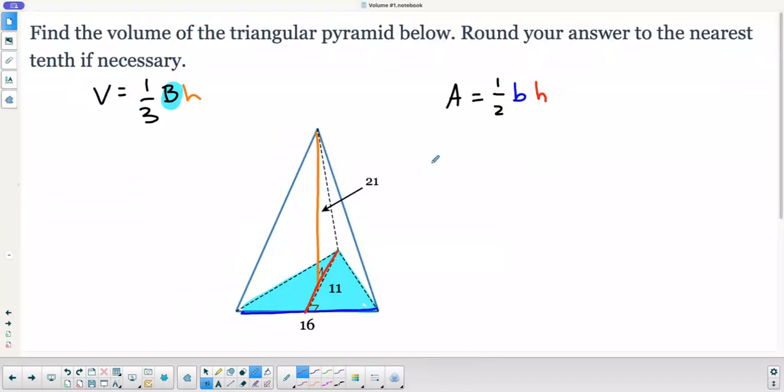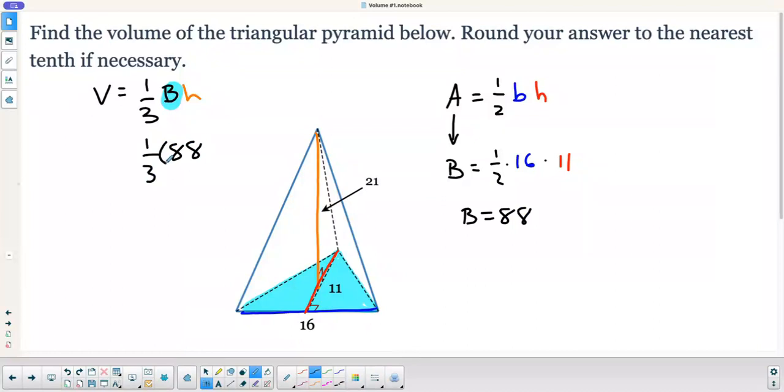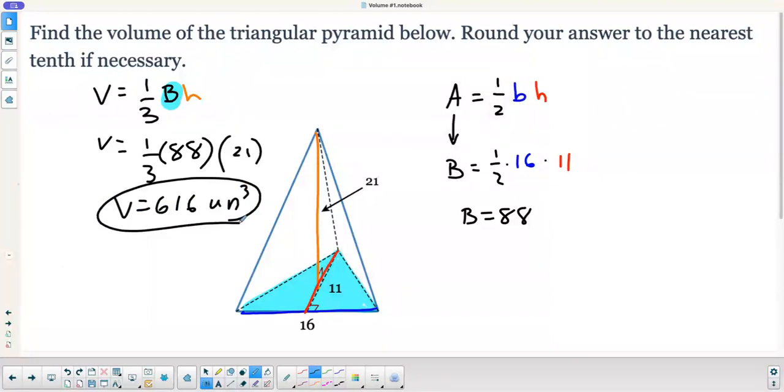So when I go to find that, and another thing too, your capital B is the area of the base. So it's going to be 1/2 times 16 times 11. So my area of the base is 88. So it's 1/3 times 88 times 21.